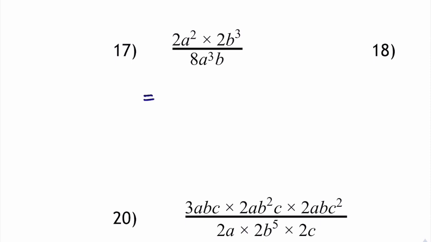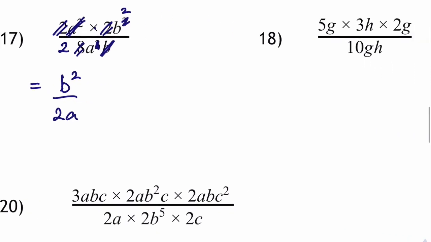Looking at the coefficients here, we've got the 2 times the 2, which is 4. And 4 and 8 will actually cancel, so I can cancel these 2's here. And 4 goes into 8 twice. That'll leave me with a 2 in the denominator. I've got a cubed in the denominator and a squared in the numerator, so I know those 2 will cancel and leave me with 1a in the denominator. And this b will cancel with one of these, leaving me with b squared in the numerator and 2a in the denominator.